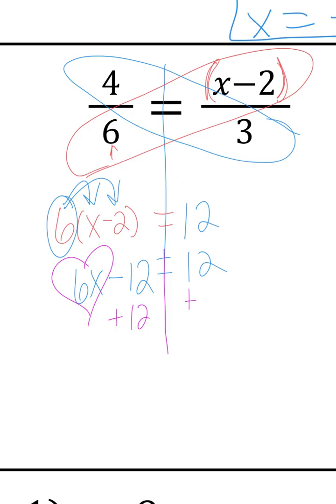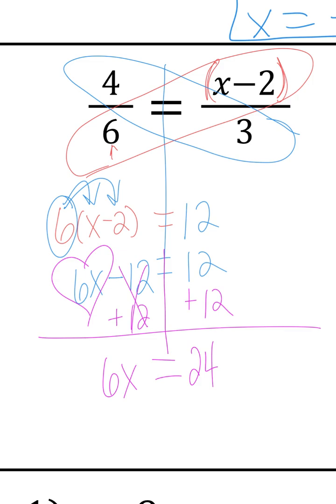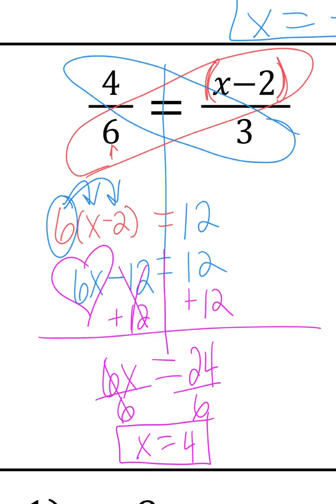How do I get rid of a negative 12? Add 12 on both sides. Bring down your 6x. Your 12s cancel. And that's going to equal, what is 12 plus 12? 24. And now I'm to the point that I need the couple to break up. What do we do? Divide by 6. And x equals 24 divided by 6, which is 4. All right, is my variable happy and single?